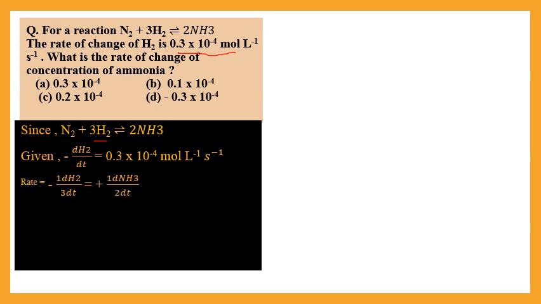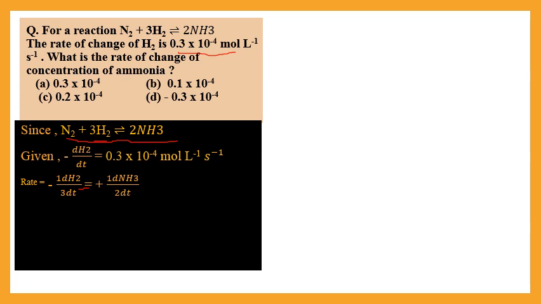And as we know, according to the equation N2 plus 3H2 gives 2NH3, when we have to write down the rate, the rate of the disappearance of reactant is equal to the rate of the appearance of the product, with stoichiometric terms in the denominator. So the rate for disappearance of H2 will be minus 1 by 3 d[H2]/dt, because 3 is the stoichiometric coefficient for H2. So on writing the rate, the stoichiometry terms come in the denominator.